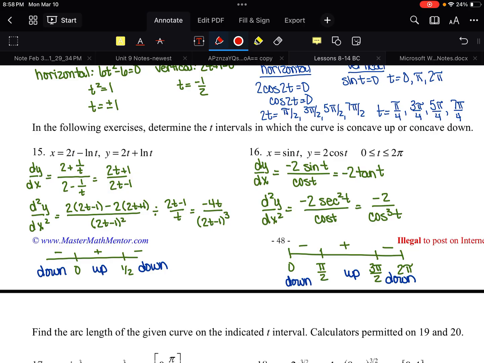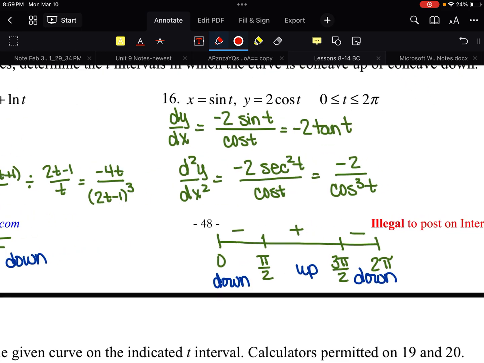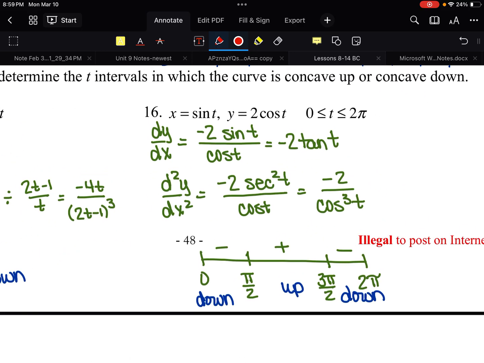Looking for anything else that we might need to talk about. The concavity. When is it concave up and concave down? I think this is the one I gave you guys for homework. So concave up and concave down depends on the second derivative. So I did the first derivative, dy over dx, and simplified it. And then I did the derivative of dy dx over the original dx and then simplified it. So that became negative 2 over cosine cubed.